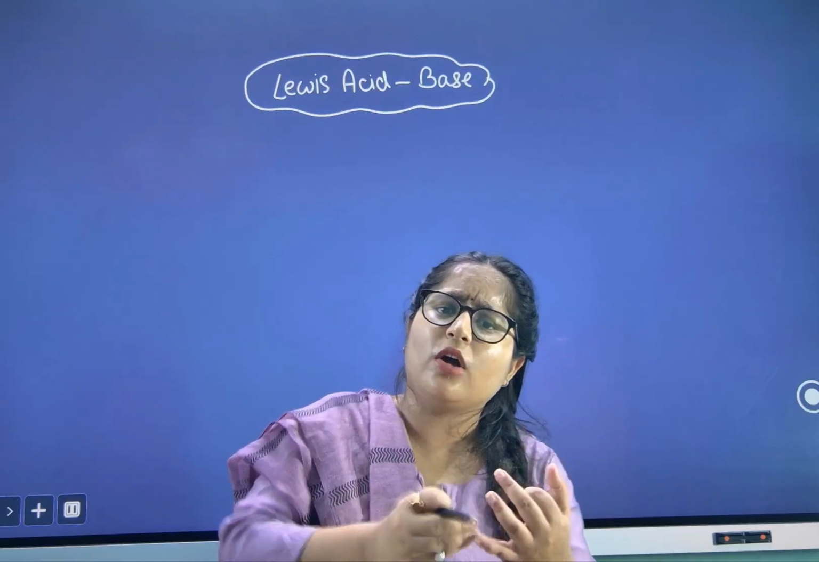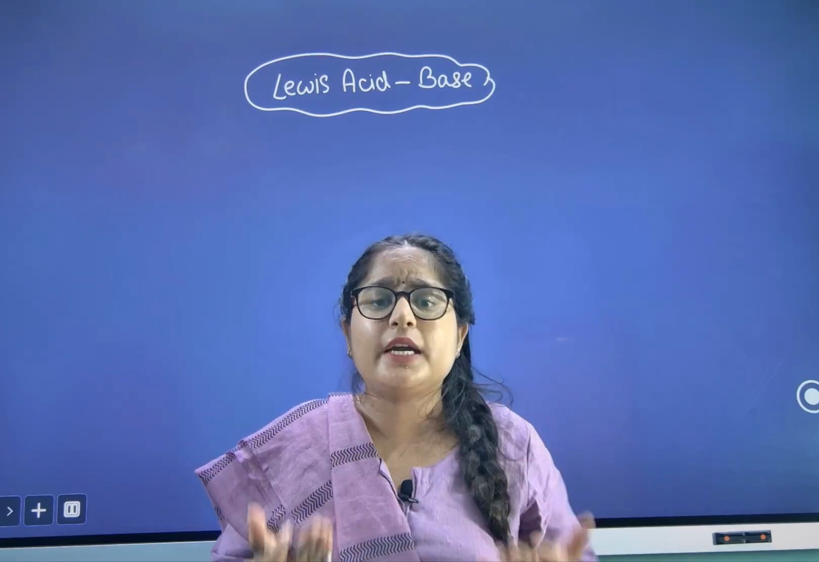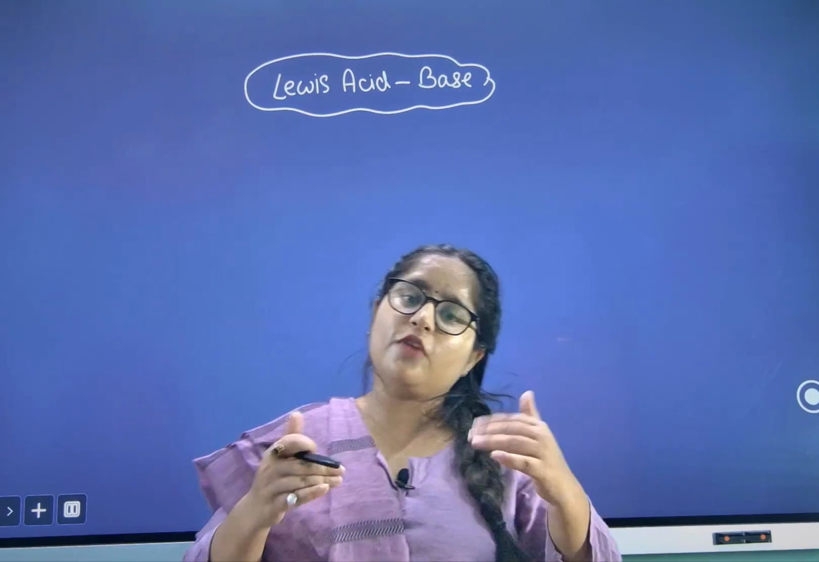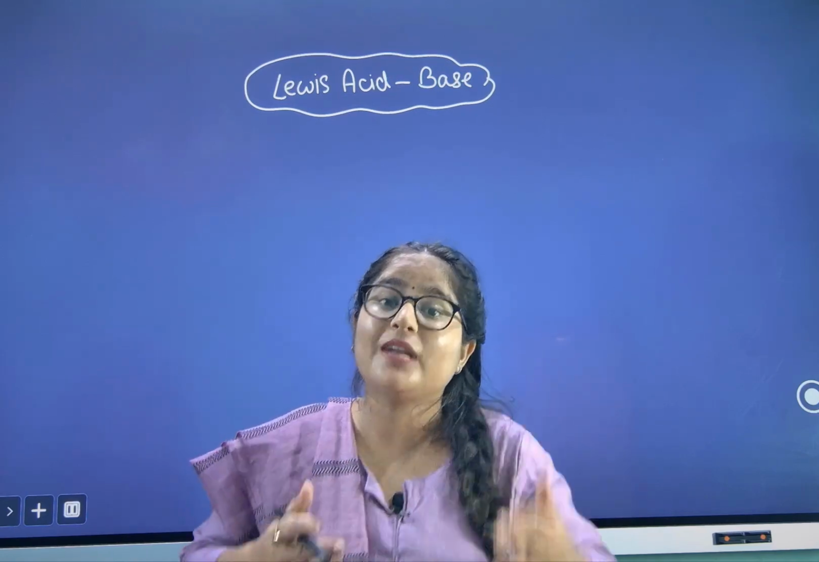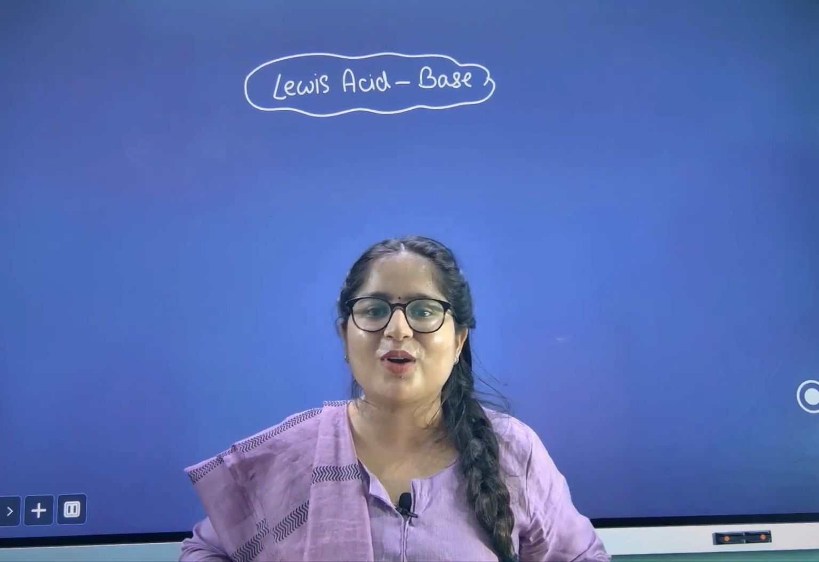Someone who is electron deficient. If I am deficient, if I don't have something, what will I do? I will try to accept it. So if I am electron deficient, I will accept electrons, so I am an electron acceptor. And to accept something, I should have an empty stomach also, right?